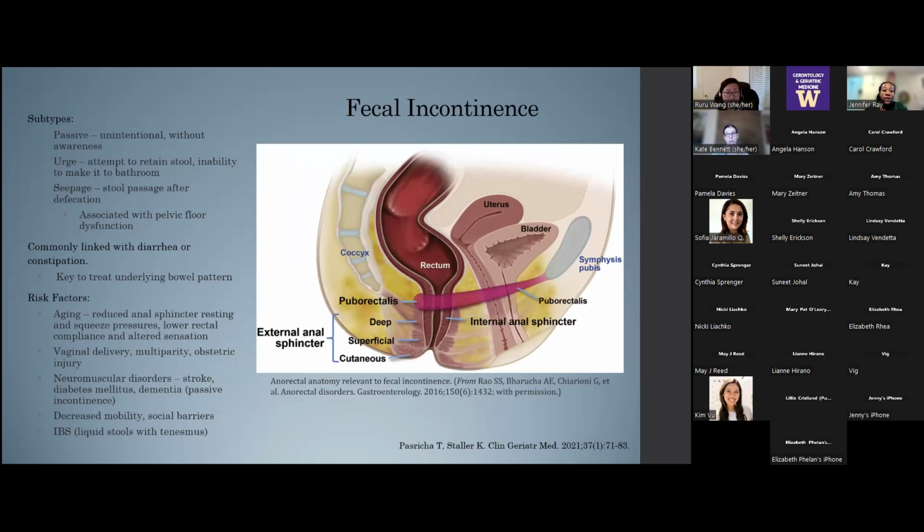Fecal incontinence is very strongly tied to diarrhea or constipation, and often treating this underlying issue will help with the fecal incontinence. So making sure to ask about constipation or diarrhea. Risk factors is as we get older, a couple things happen.